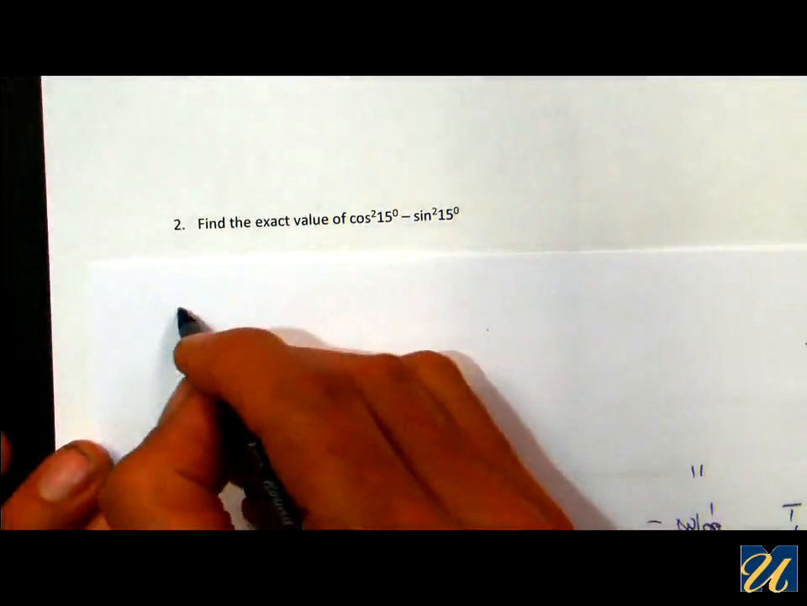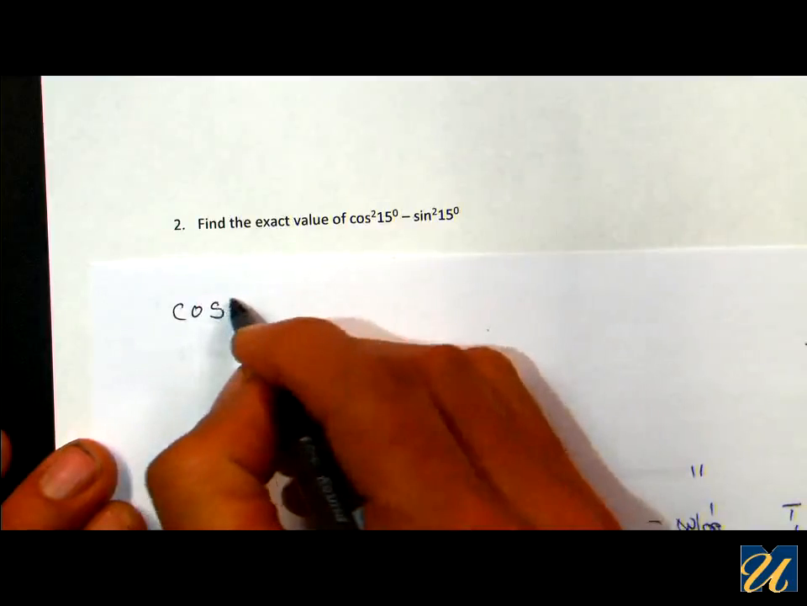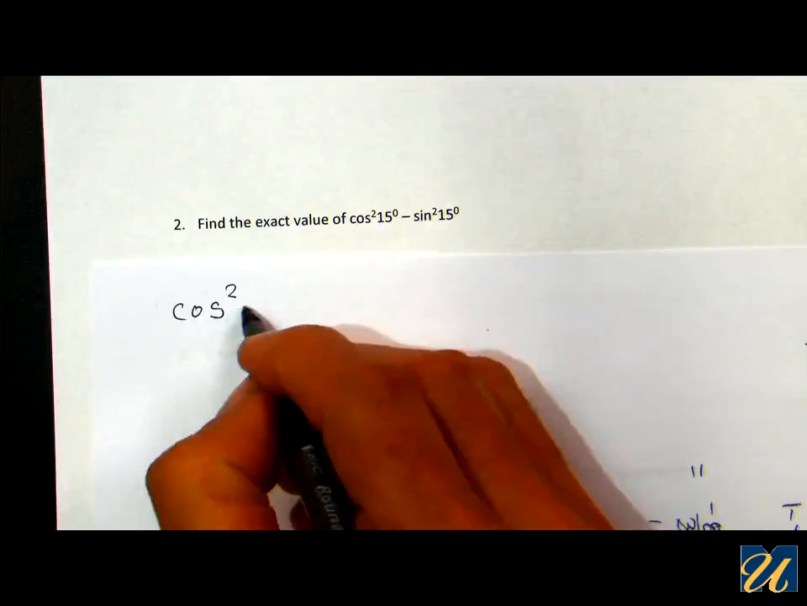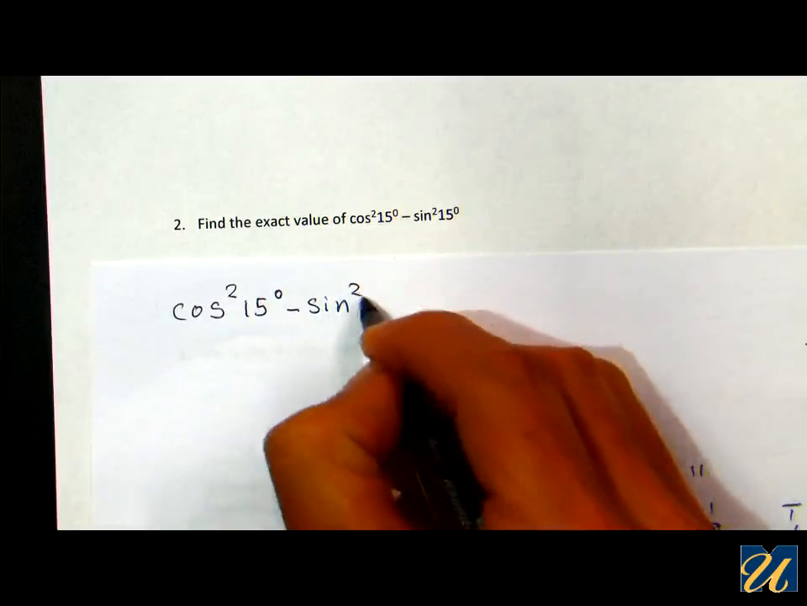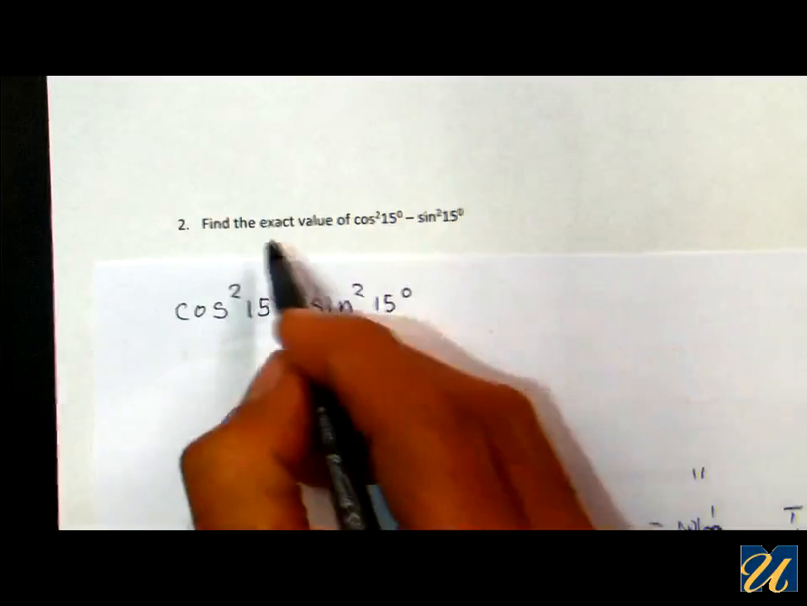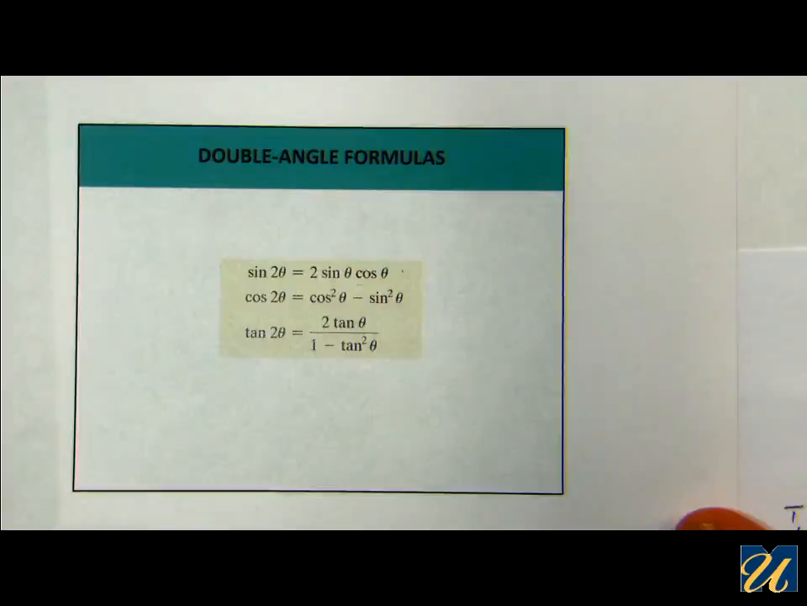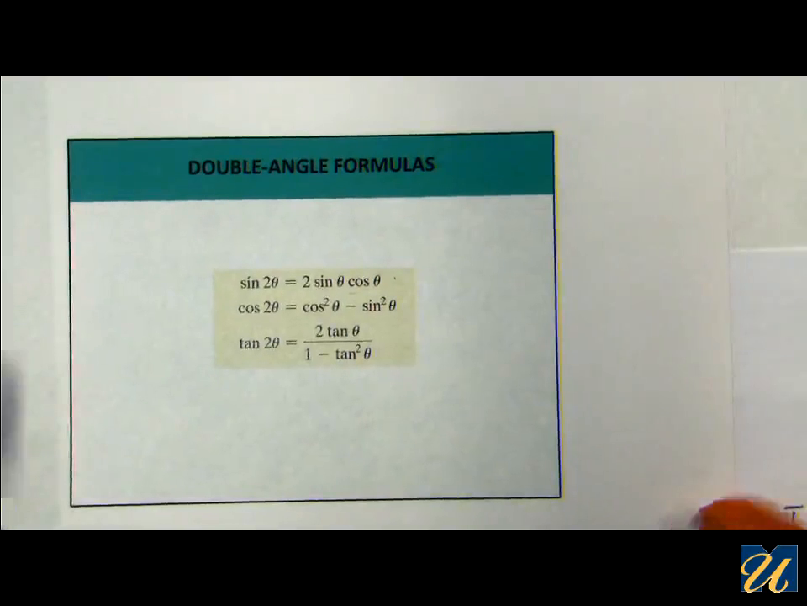Problem number 2. Verify an identity. Okay, so find the exact value of cosine square 15 degrees minus sine square 15 degrees. Now when it says exact value, it means no calculator. It means algebraic. Get the answer. Okay. So how do you know what to do there? Well, I scan the formula sheet and I see if I can see the pattern there.